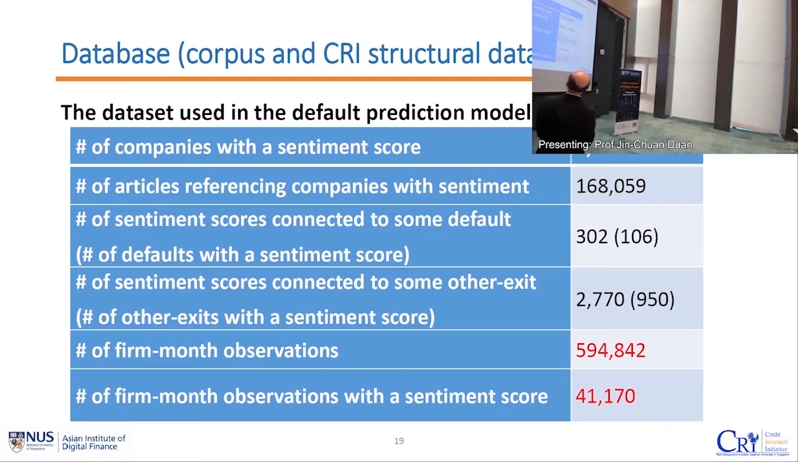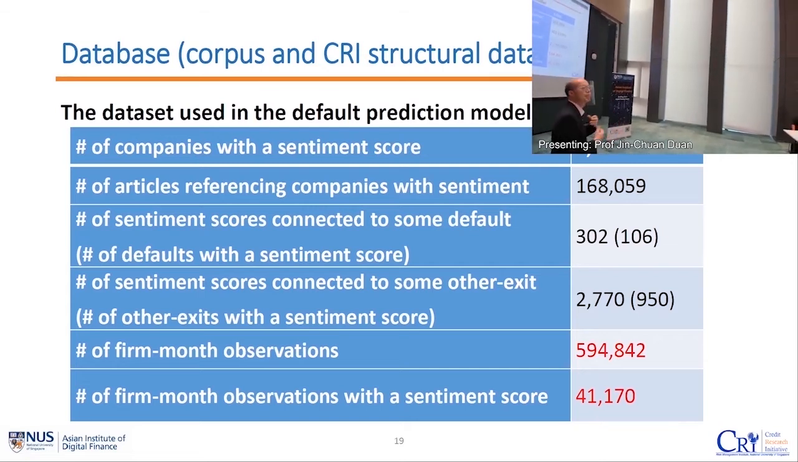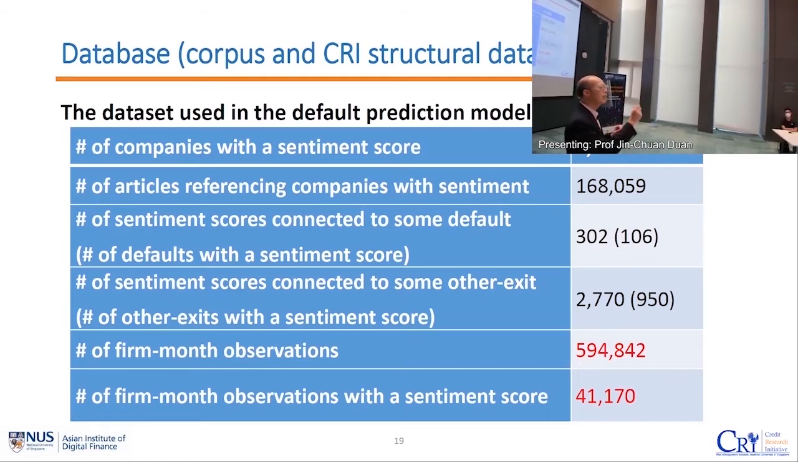Okay, sentiment score connected to default. No, the ones with a sentiment, so I can produce a sentiment score connected to default. You may wonder what is in the bracket, 106. Remember, in the end what we're going to do is prediction. So there are multiple predictions, because one default can be predicted many times. You understand what I'm saying?